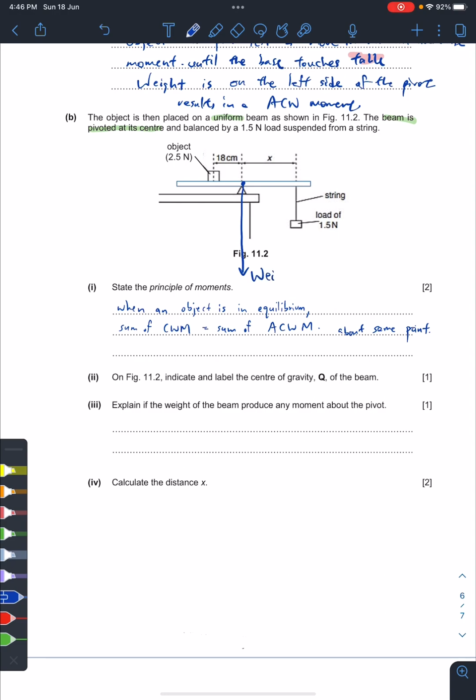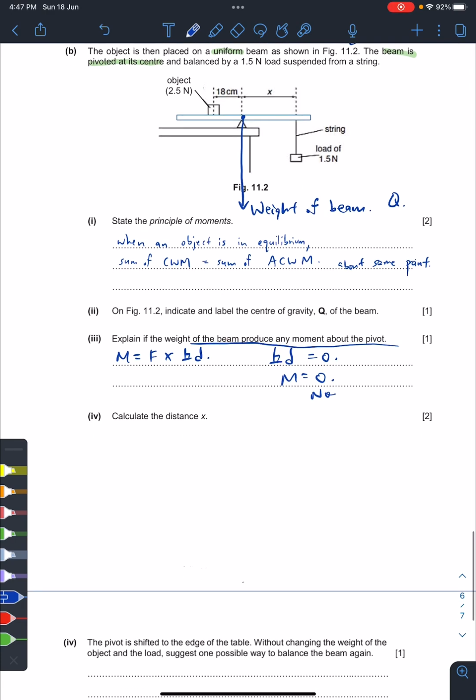The weight of the beam, which is basically Q, the center of gravity, because that's where it's supposed to act on. Would it produce any moment? If you recall, moment equal to force times perpendicular distance. In this case, the perpendicular distance is 0. So it will have a moment of 0. So no.